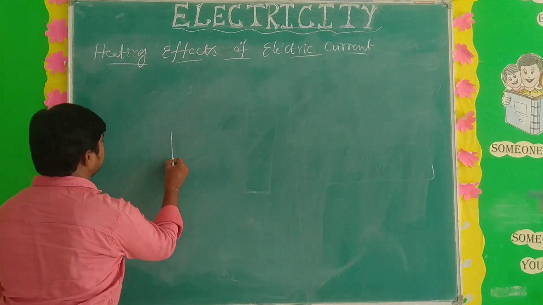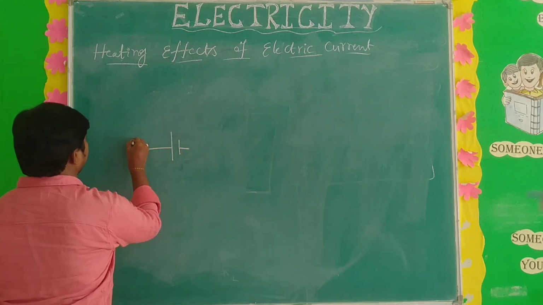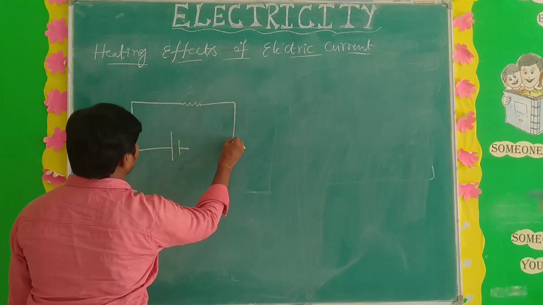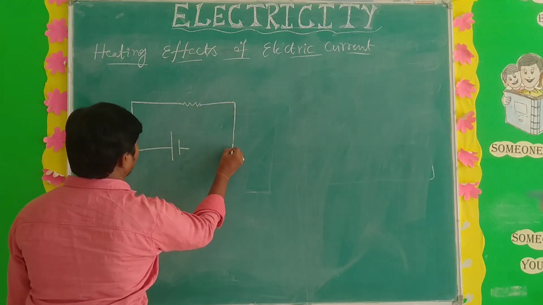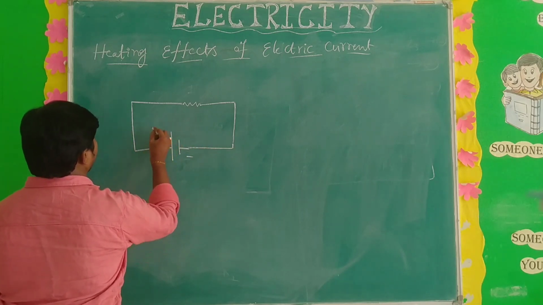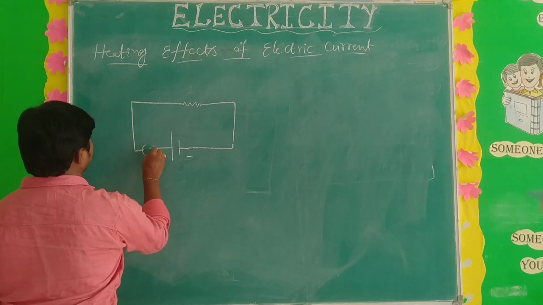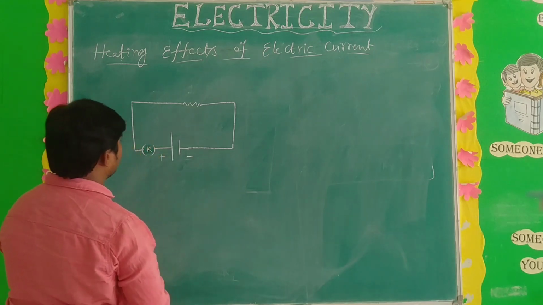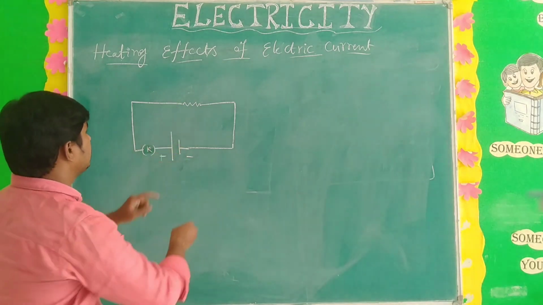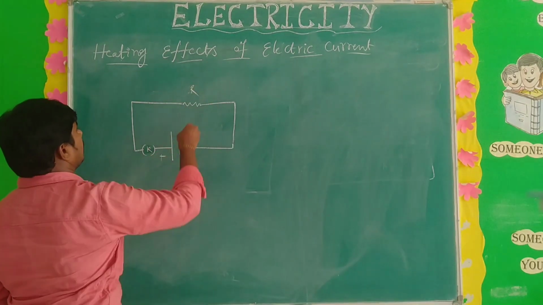Here is a battery, here is a resistor, and we connect them here, positive and negative. And here there is heat. So in this case, when you connect that resistor wire, this is a resistor R.